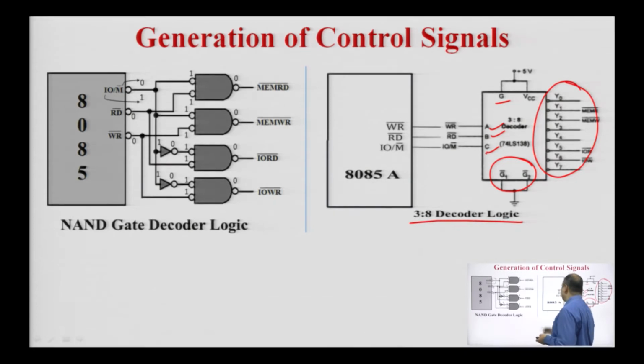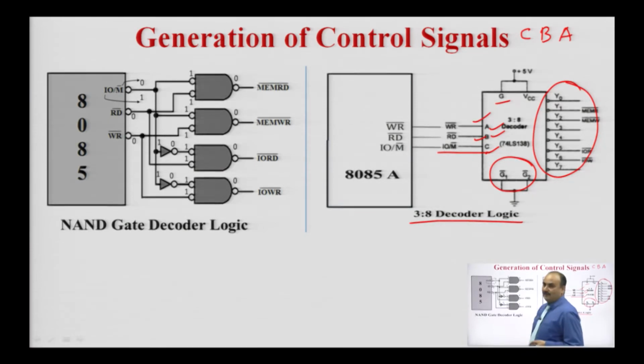The processor is used to generate the read, write, and input output or memory related control signals. These signals are applied as inputs to the 3:8 decoder. The input output or memory signal is connected to input C, the read control signal is connected to input B, and the write control signal is connected to input A. So, the combination is C, B, A.